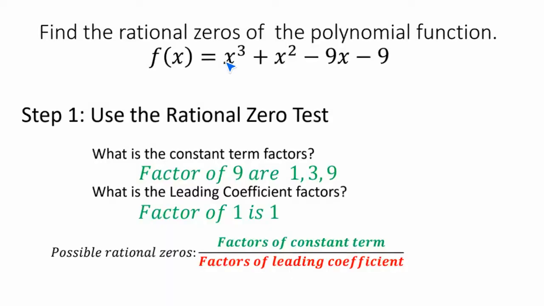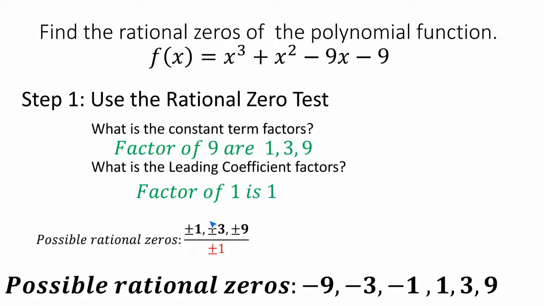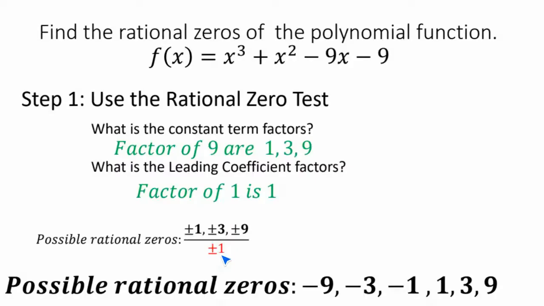And then your coefficient of x cubed is 1, so we only have the factor of 1. So I can write my factors as plus or minus 1, plus or minus 3, plus or minus 9, divided by plus or minus 1. So if I divide these, 1 divided by 1 is 1, 3 divided by 1 is 3, and 9 divided by 1 is 9. We want to enter the smallest first, and then the positive ones. So this is our list of possible zeros.